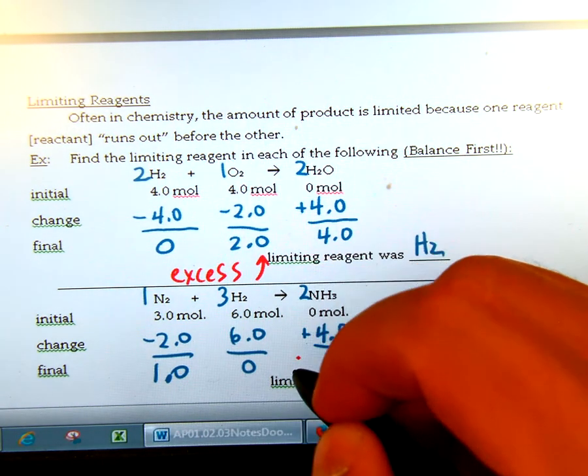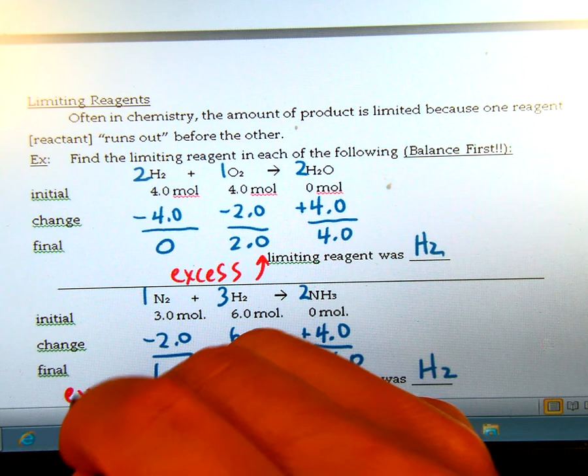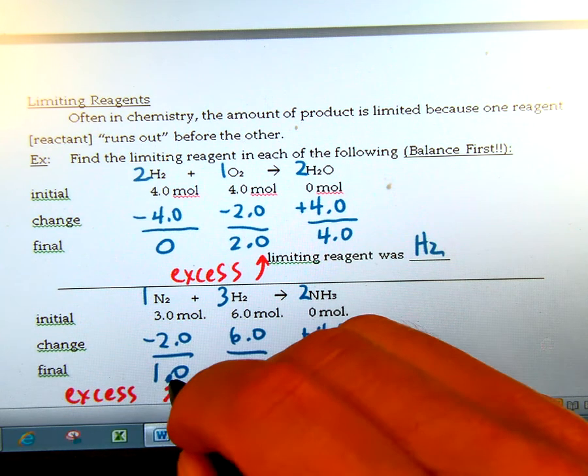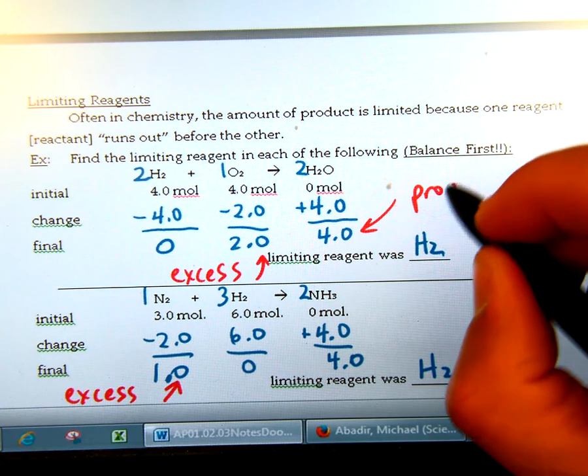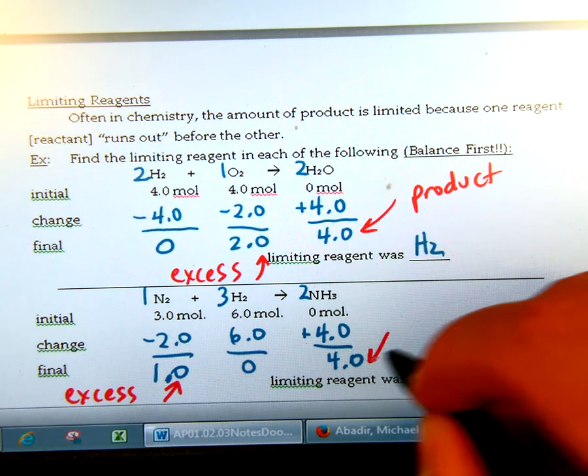So the excess in the first one was oxygen, and the excess in the second one was nitrogen, and the vocabulary for this would just be the product that you formed.